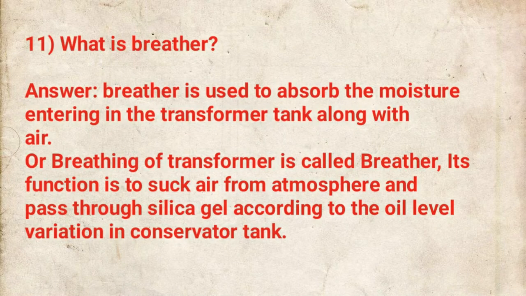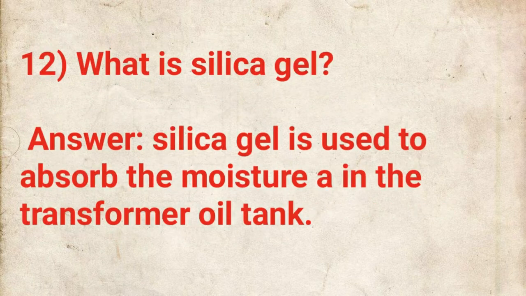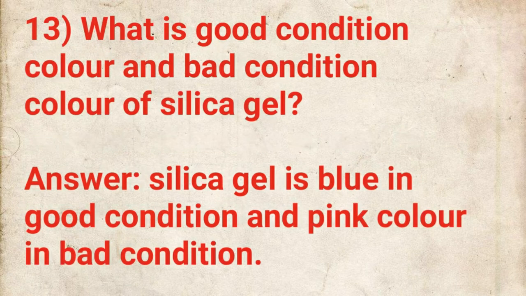What is a breather? A breather is used to absorb the moisture entering the transformer tank along with air. Or the breathing of the transformer is called the breather. Its function is to suck air from the atmosphere and pass it through silica gel according to the oil level variations in the conservator tank. What is silica gel? Silica gel is used to absorb the moisture in the transformer oil tank. What is good condition and bad condition of silica gel? Silica gel is blue in good condition and pink in bad condition.